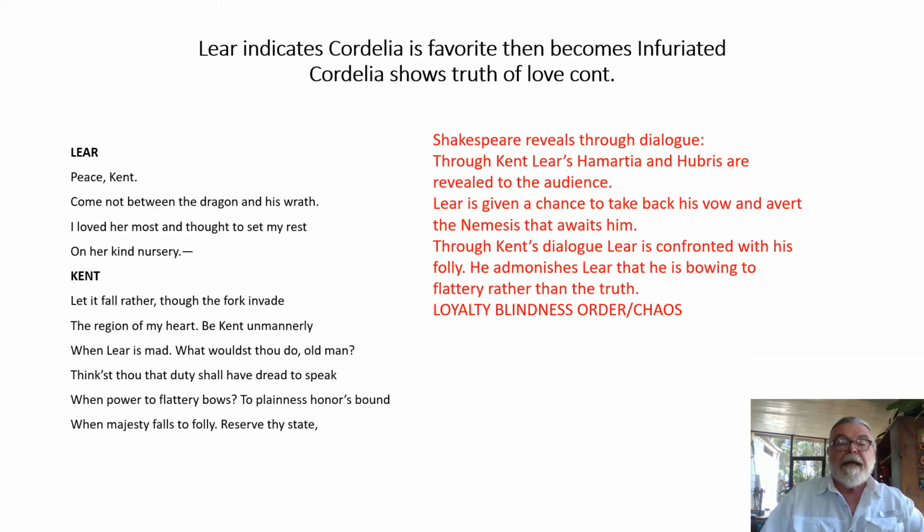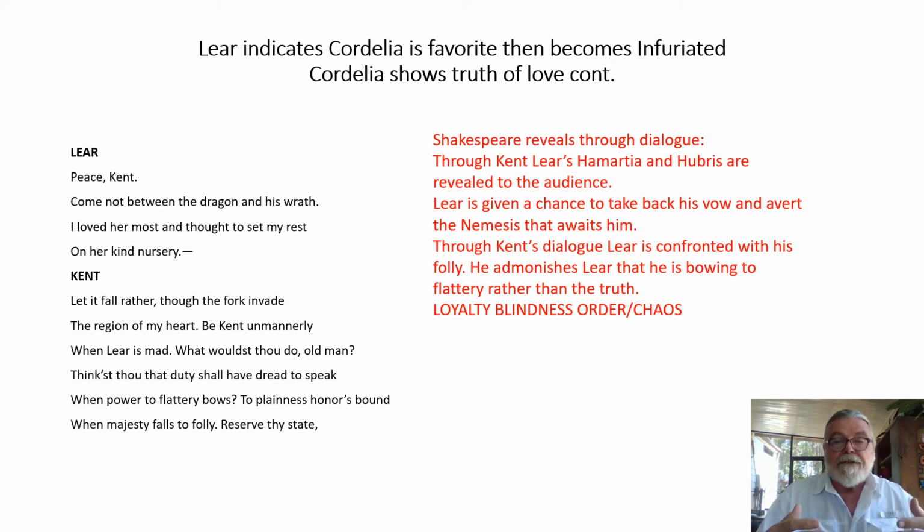Now, right after he banishes Cordelia, as you'll remember, because I know you've already gone back on sparknotes.com and reviewed the plot, you know that Kent comes up and admonishes King Lear for what he'd just done. Peace, Kent, come not between the dragon and his wrath. So, his wrath, we can see that because of his hubris, he's blinded to the truth. And Kent says, let it fall on me.